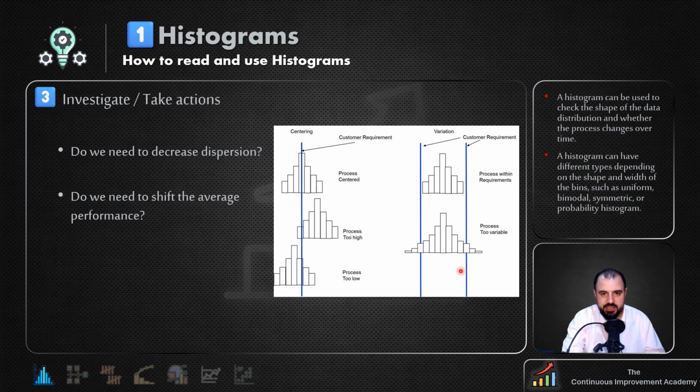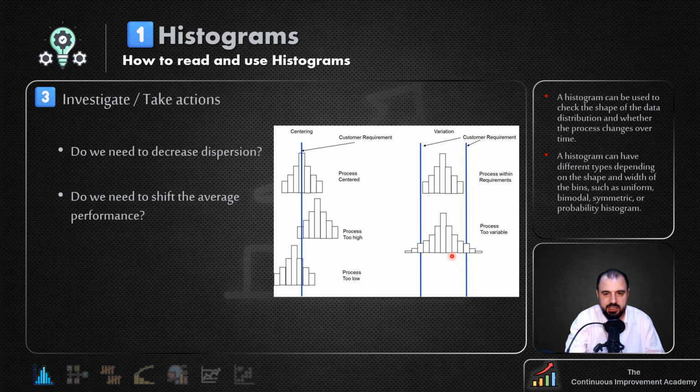Then we can see if we compare the dispersion of our performance versus the customer requirements, which are the lower specification limit and the upper specification limit. In the first case, we can see that all of our observations are within the customer specifications. So here we can judge that our process is within the requirements, or our performance is within the requirements.